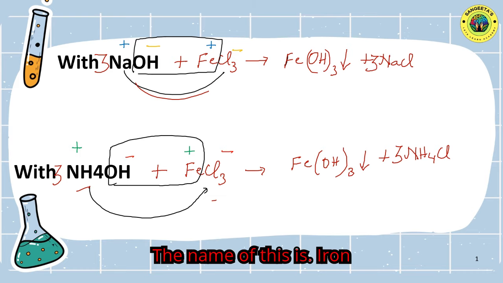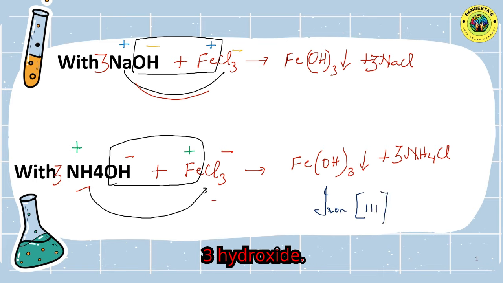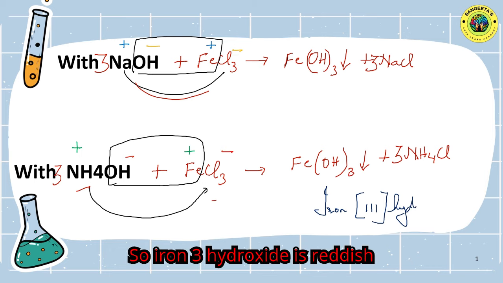Fe(OH)3, the name of this is iron 3 hydroxide. So iron 3 hydroxide is reddish brown.